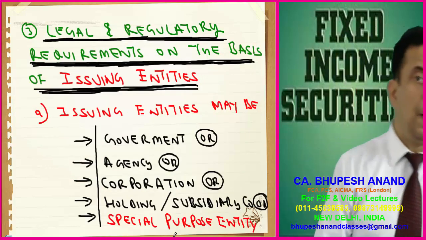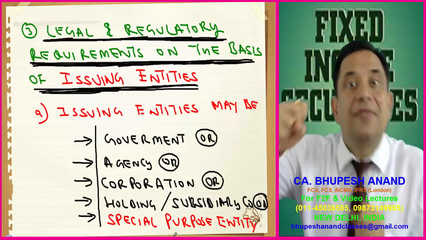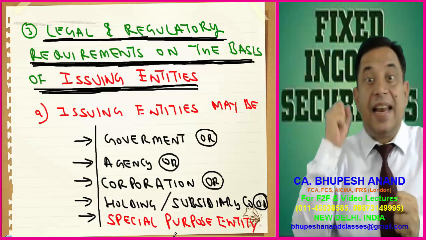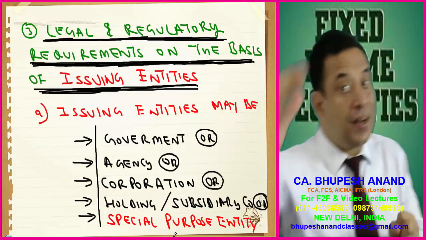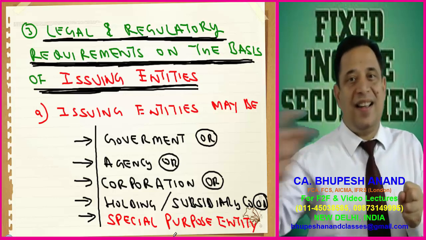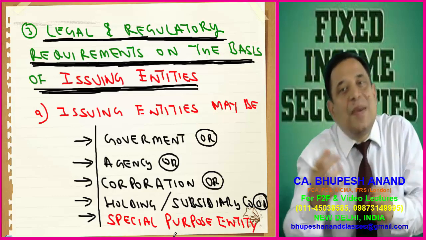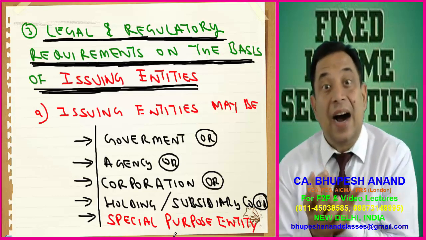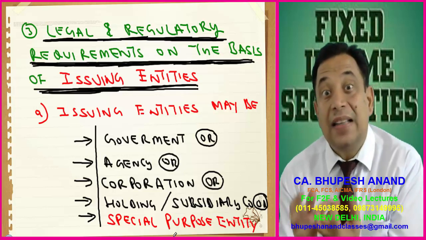So I have covered, we are discussing learning outcome D, how legal and regulatory frameworks and tax considerations can affect the issue and trading of fixed income securities. Within that, there are 4 scenarios. First is the place of issue and trading. Second is the issuing authority. Third is the sources of repayment, and the fourth is credit enhancement. So I am on the second scenario, how legal and regulatory frameworks can be affected by the issuing authority.